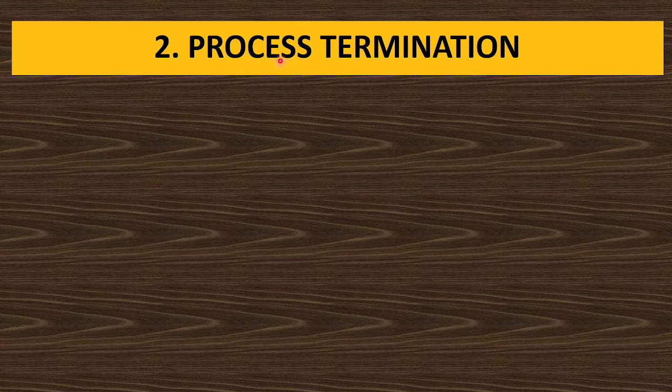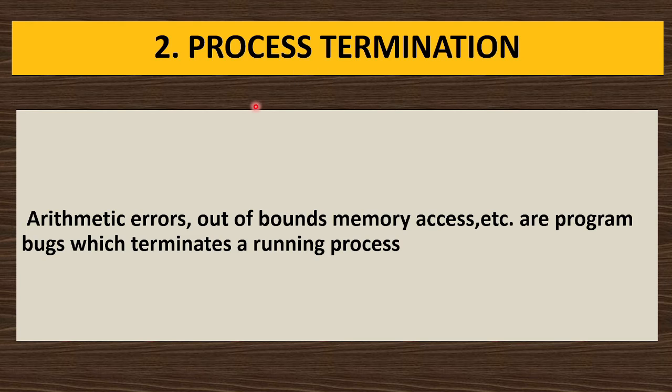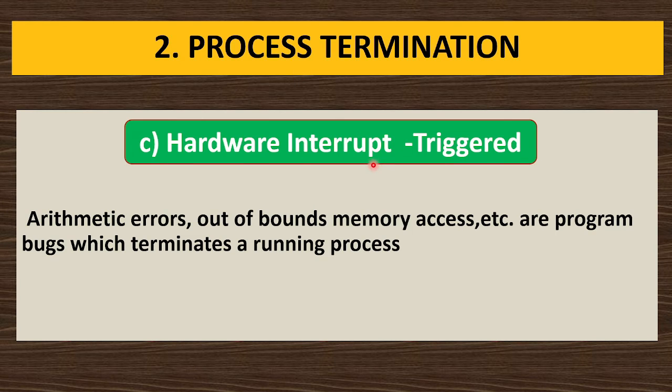They are called total errors. Now the third case of process termination is hardware interrupt. If it occurs, then your process will be terminated, like arithmetic errors, out of bound memory access, etc. These are program bugs which terminate a running process.